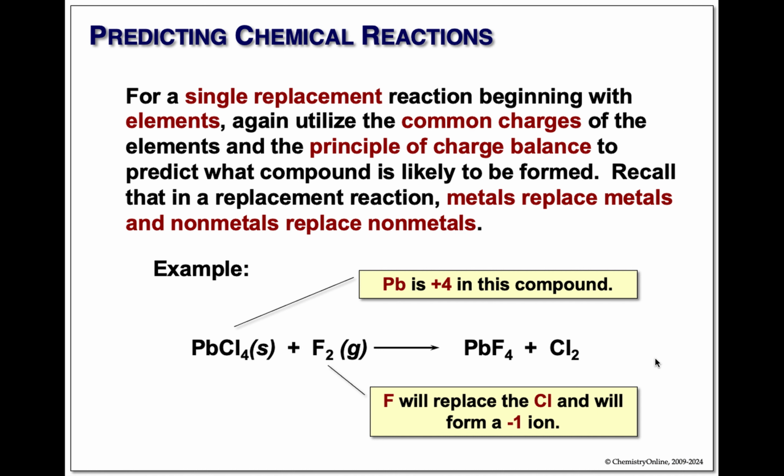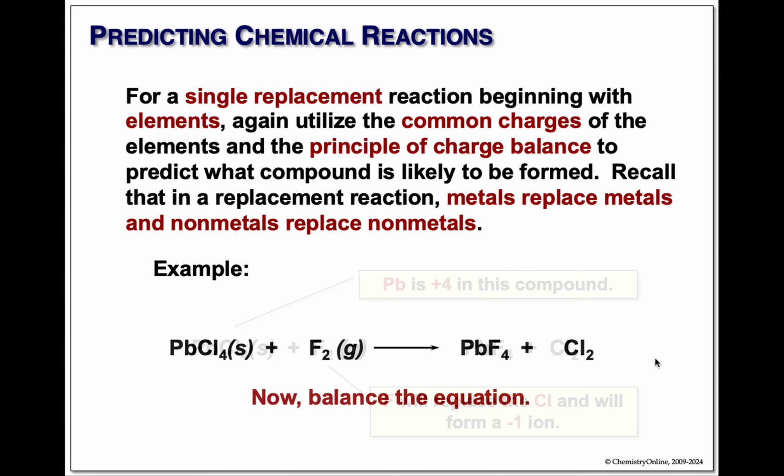Charges don't change. Lead 4, element, element. It's not balanced. We have 4 chlorines, we only have 2. We have 4 fluorines, we only have 2. Now we have 4. There, now that's right. 1 lead, 4 fluorines, 4 chlorines.